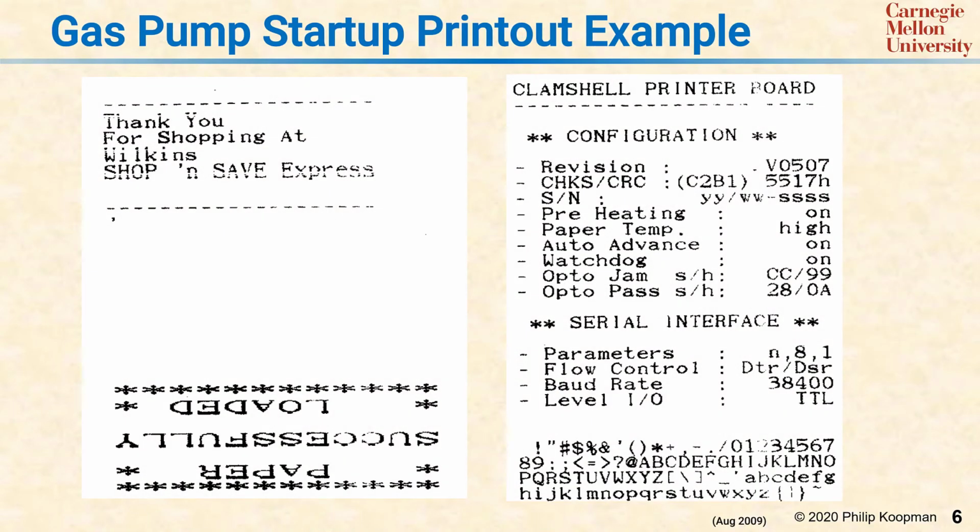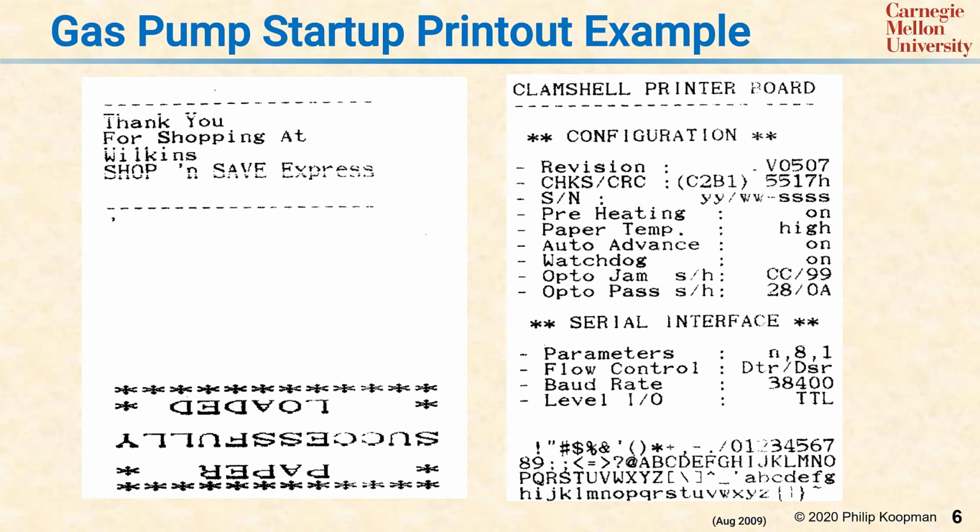As an example of the type of configuration management information you'll see, here's a paper tape printout I saw at a gas pump that apparently had just been rebooted when I was buying gas. You can see that when it powers on, it prints out configuration data. It has the software revision number, and a checksum to make sure the software actually matches the revision that's supposed to be there. In this case, the serial number wasn't programmed in for some reason, but it also has operational configuration data, whether it preheats, the paper temperature, the auto advance, serial port information, and so on.